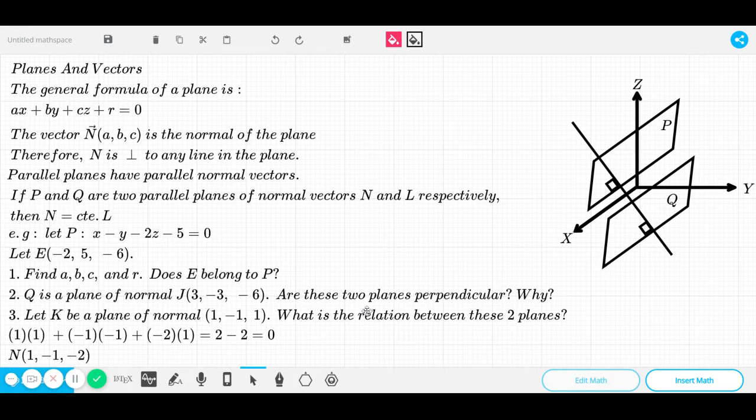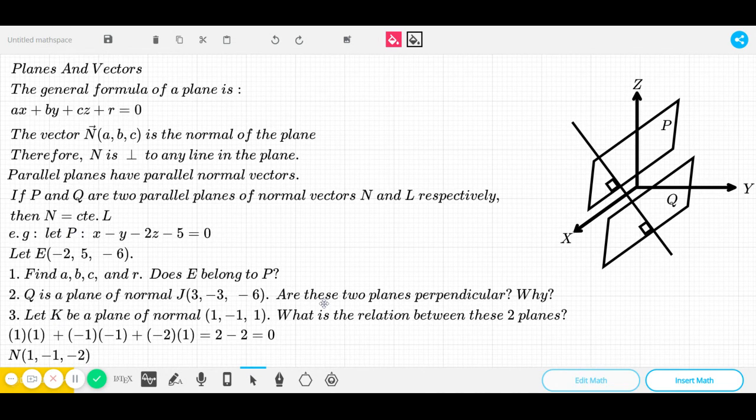Are these two planes perpendicular? They are obviously not. They are parallel, they cannot be perpendicular. Why? We just said why. Moving on to number 3, let K be a plane of normal 1, minus 1, and 1. What is the relation between these two planes? And by these two planes, I mean plane K and plane P.